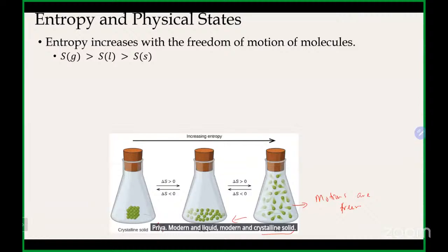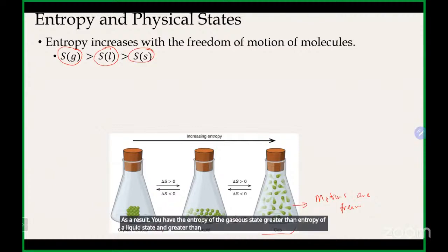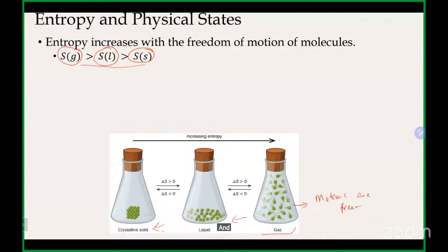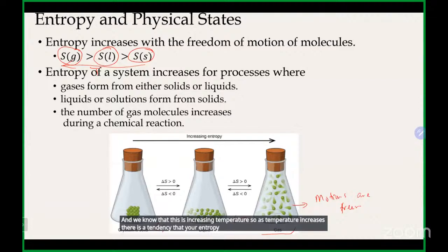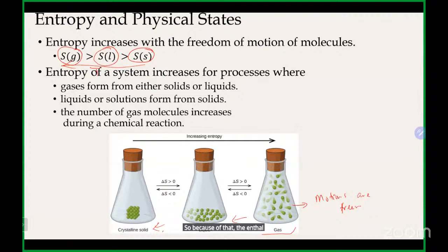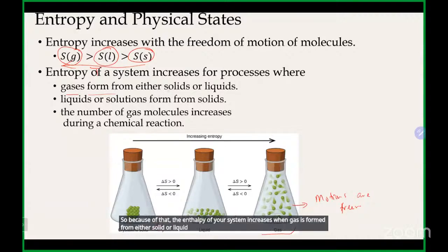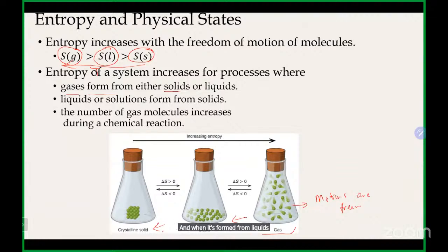As a result, you have the entropy of a gaseous state greater than the entropy of a liquid state and greater than the entropy of solid states. And we know that this is increasing temperature. So as temperature increases, there is a tendency that your entropy increases. So because of that, the entropy of a system increases when gas is formed from either solid or liquid. When it's formed from solid, we call it sublimation. And when it's formed from liquids, evaporation.